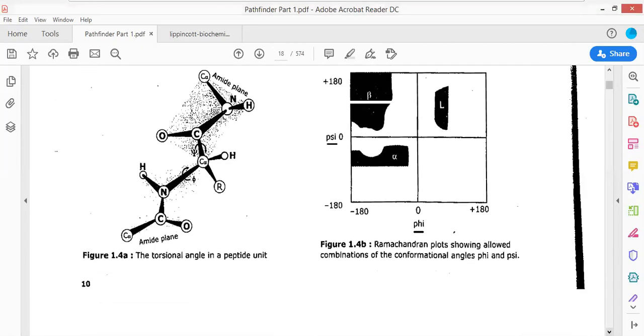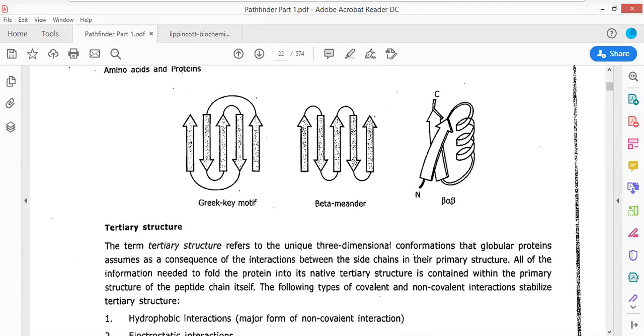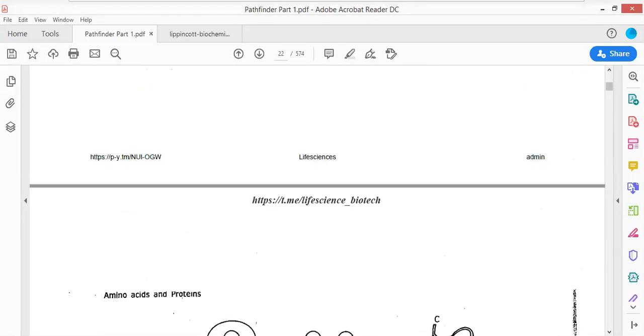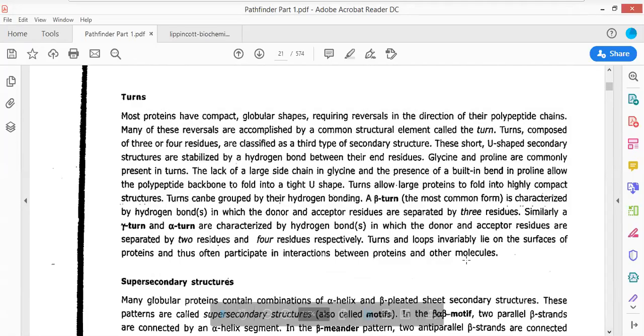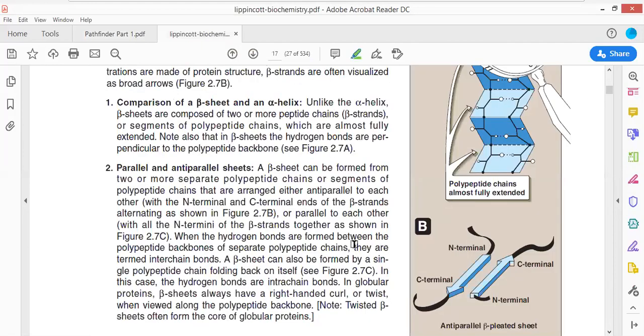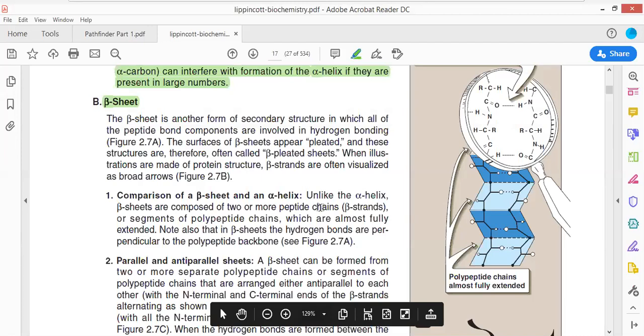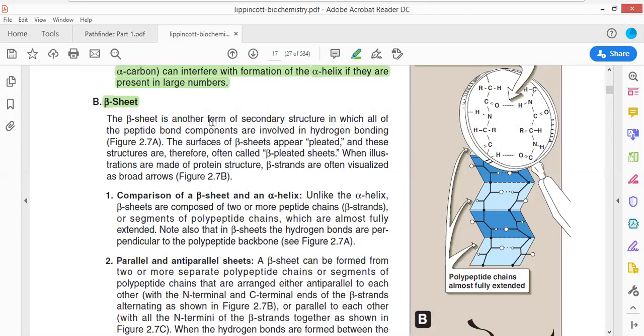Now, there are other different conformations that are possible. One is referred to as the turn, another one is referred to as the tertiary and the quaternary structure of protein. But we have to firstly look at Lippincott so that we can do some of the questions that have been asked from the beta pleated sheet structure. Now, the beta sheet is another form of secondary structure in which all the peptide bond components are involved in hydrogen bonding. So all the atoms are involved in the hydrogen bonding except the terminal ones.